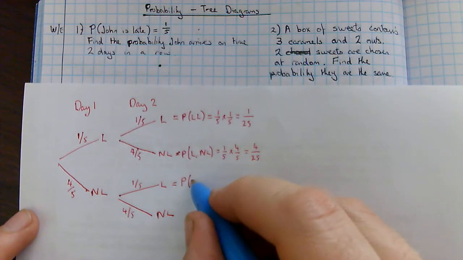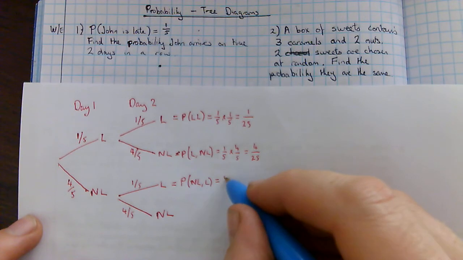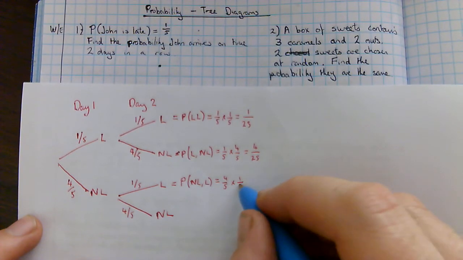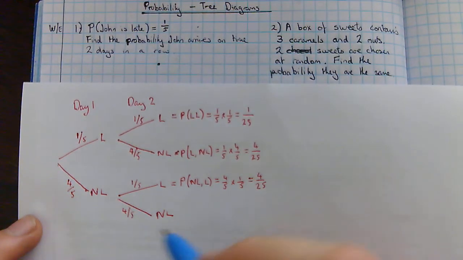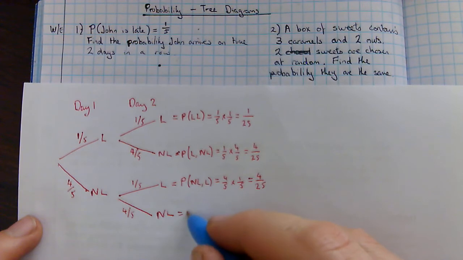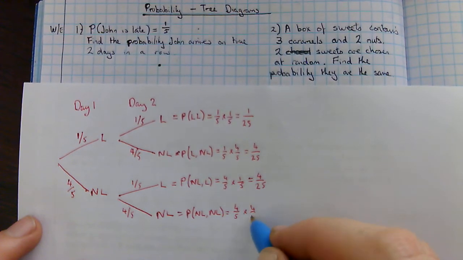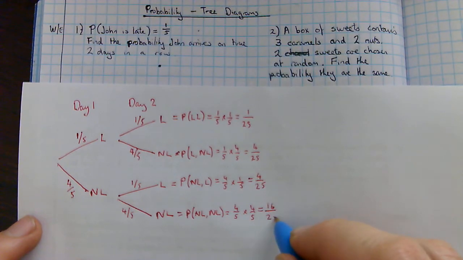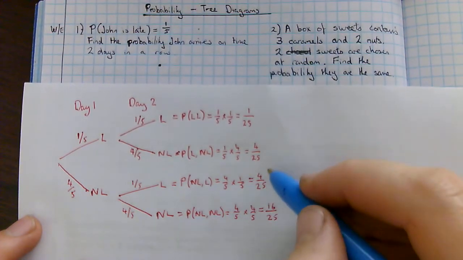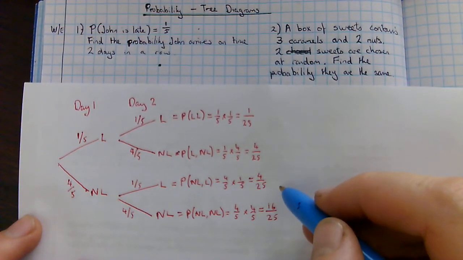The probability that he's not late, followed by late, is 4 out of 5 times 1 out of 5, which gives me 4 out of 25. And the last one, the probability that he's not late and then not late again, is 4 out of 5 times 4 out of 5, which gives me a total of 16 out of 25. Notice that if you add those up, 1 plus 4 is 5, plus 4 is 9, plus 16 is 25, which would give you 25 out of 25, or 1 whole.